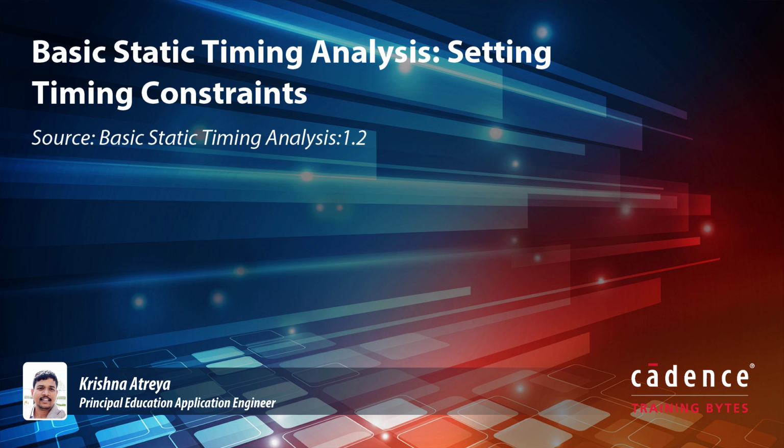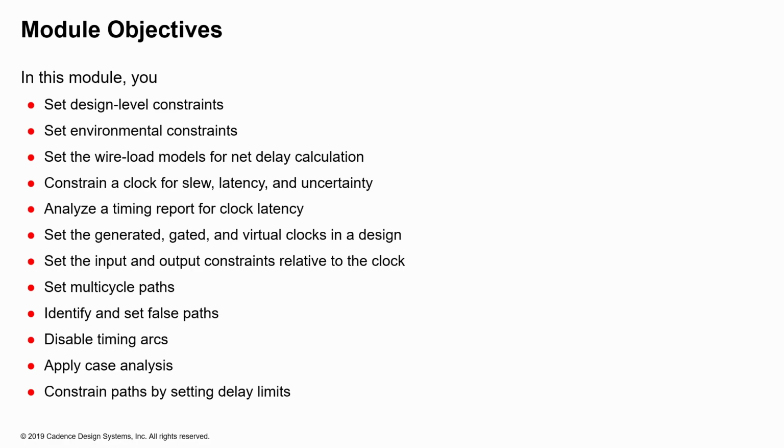Let's look at some of the specific timing constraints. In this module, we'll be looking at clock constraints and how to set clock latency, uncertainty, things like that, and also any other kinds of clocks like generated clocks, gated clocks, virtual clocks, and also how to set constraints like input delay and output delay constraints, which are relative to the clock.